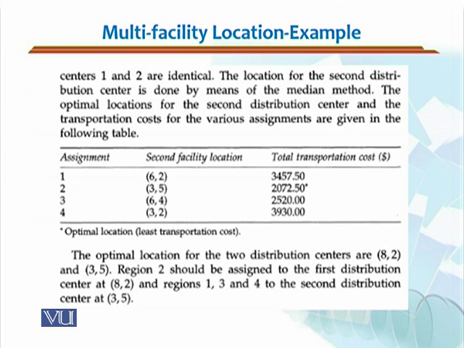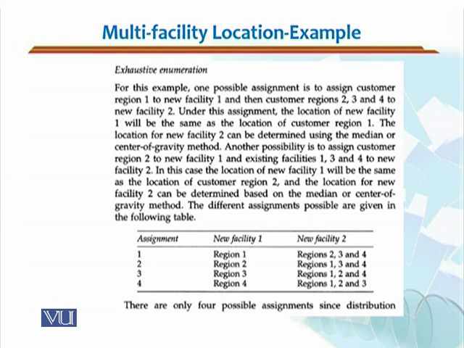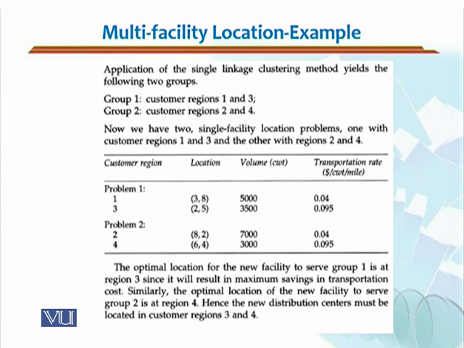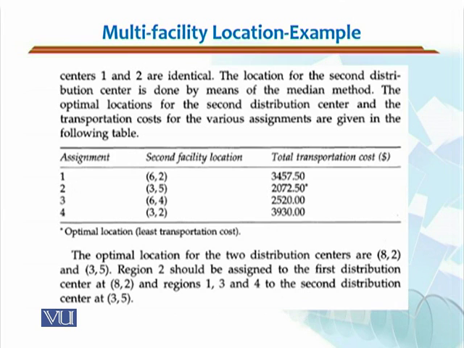The median method will give the median value, and the transportation costs of the various assignments are given in the following table. So assignment 1 for the second facility location would be 6, 2, and the total transportation cost for that region would be 3457.50, and assignment 2 would be 3, 5. So you just need to take the median of regions 2, 3, and 4. When you take the median and use the same single facility location problem which we used before in the median method, you will find the coordinates 6 and 2 for the second location.